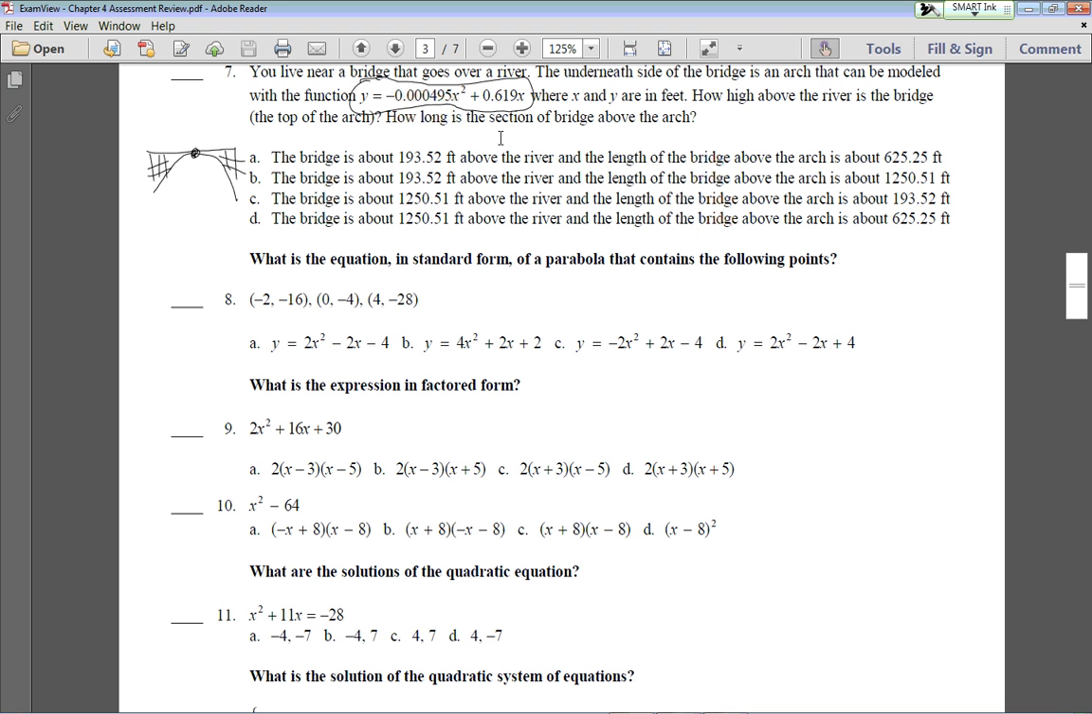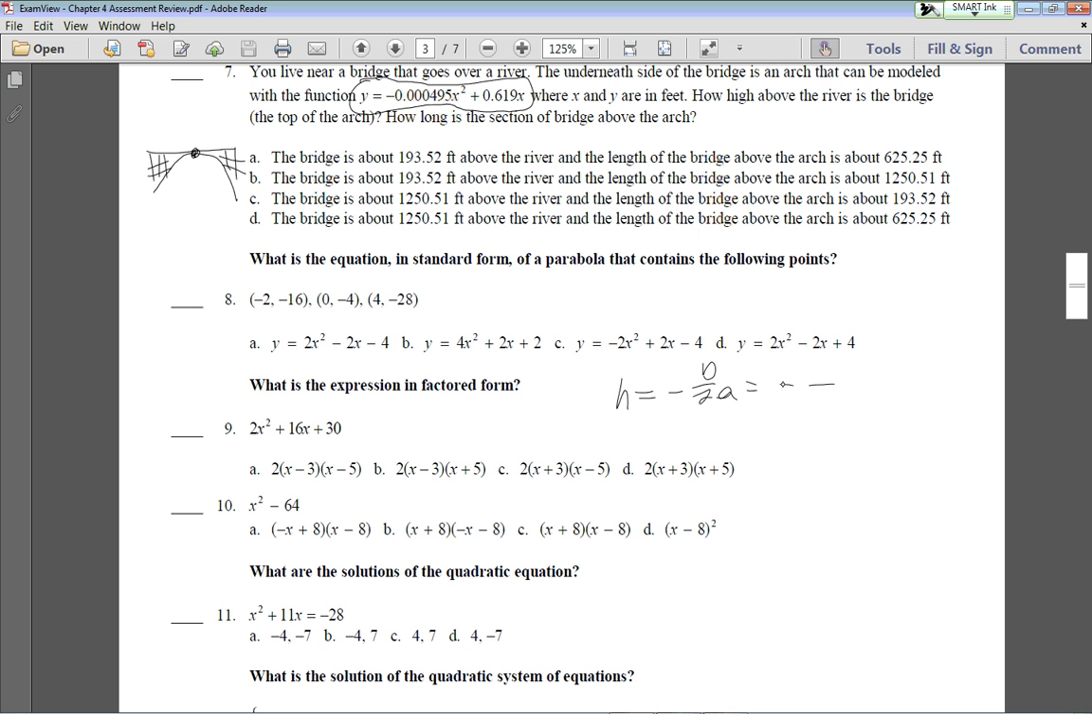Granted, the numbers are kind of ugly, but it works just like any other equation when you're trying to find the vertex of a parabola. So h, which is the vertex, is simply negative b divided by 2a. All right.